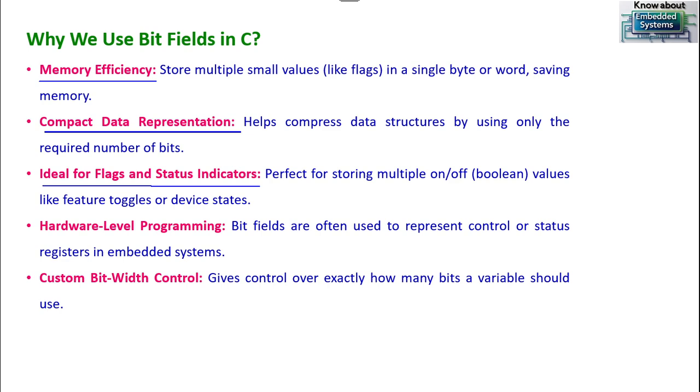And these bit fields are useful for flags. Flags are nothing but single bits, the status bits we will call. So usually these bit fields are useful for flags and status indicators. And these bit fields are very, very useful in hardware level programming, nothing but microcontroller programming. And you can customize bit width as well. That's what we have seen in the previous example, right? We can control 1 bit, 2 bit, 3 bit, and 4 bit like that. How many bits you want, you can customize it, and you can control the bit fields. These are all the advantages of bit fields.